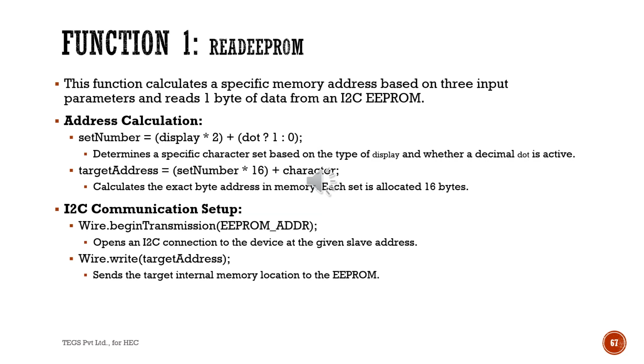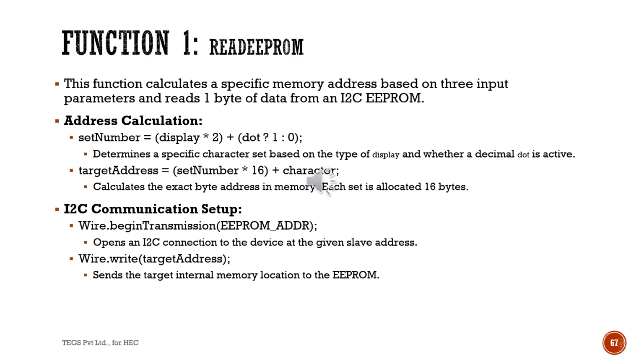Function 1, read EEPROM. This function calculates the specific memory address based on the 3 input parameters and reads 1 byte of data from the I2C EEPROM. Address calculation: the set number function calculates the digit and the value, and determines the specific character set based on the type of display. Target address is set multiplied by 16 plus character, which calculates the exact byte address in the memory. Each set is allocated 16 bytes.